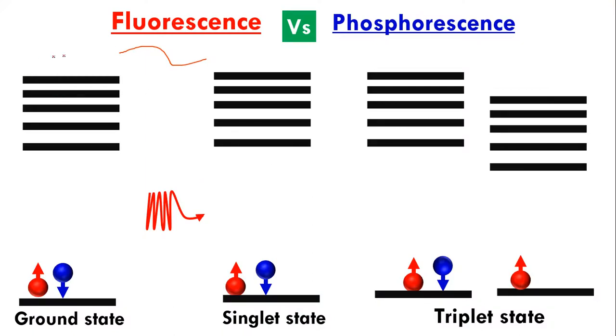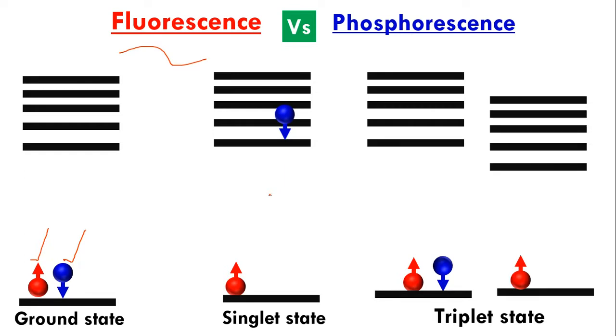So let's get started. We know that this is the ground state. Let's suppose we have two electrons in an orbital. One electron is spin up and the other is spin down, right? Now what will happen when we shine light? Due to this light we excite an electron from the ground state to the excited state. We can see that this electron does not change the orientation of its spin. It is exactly the same as before, but just excited to a higher state.